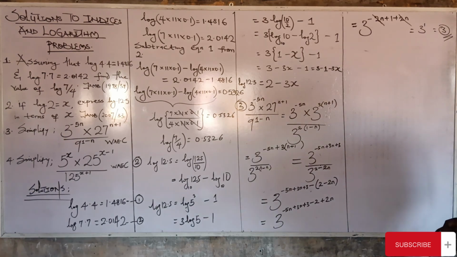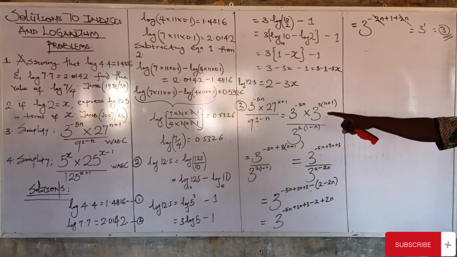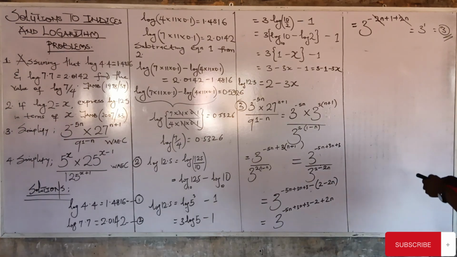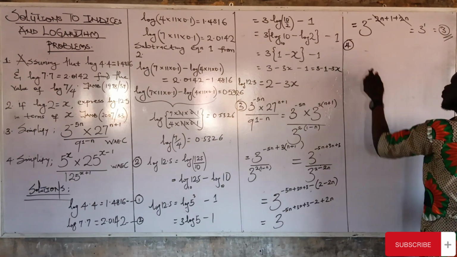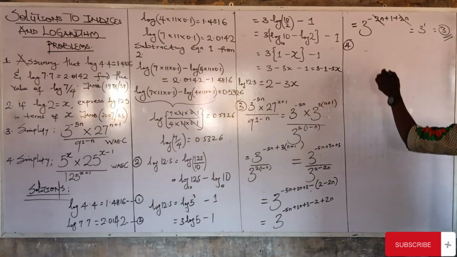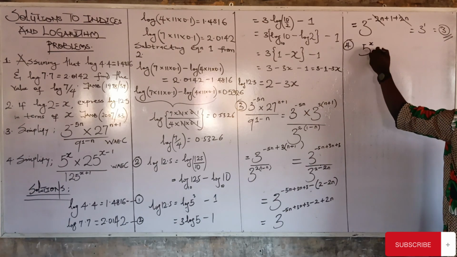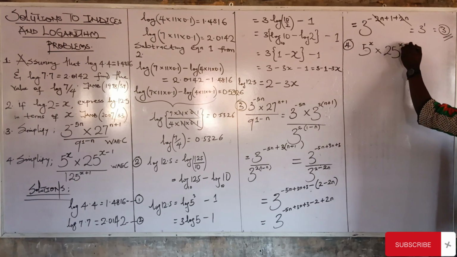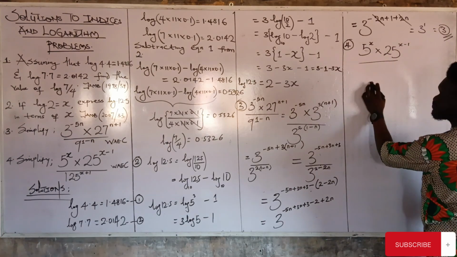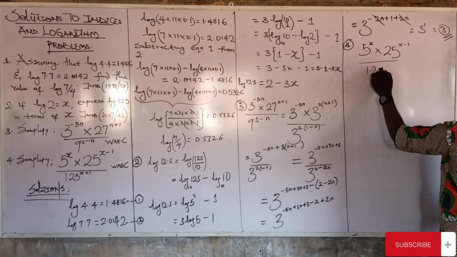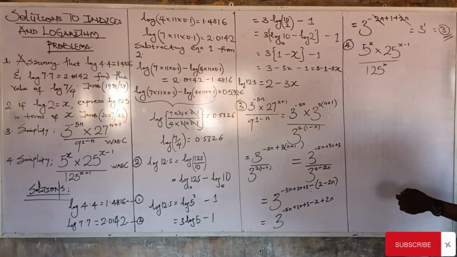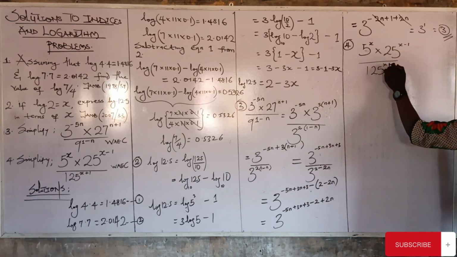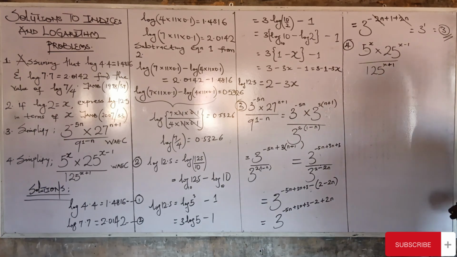Now the last question is, they say simplify 5 to the power of x, but also simplifying. So this is number 4, which is the last question that I promised to solve. 5 to the power of x times 25 to the power of x minus 1 over 125 to the power of x plus 1. Now what do we do here?